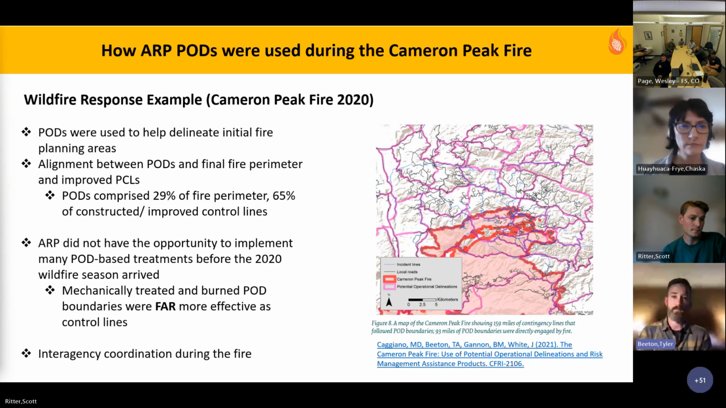They weren't able to get to all of those treatments along that ribbon, but where they did, those treatments that were thinned and burned along pod lines had a very positive effect on moderating fire behavior and really changed the outcome of the Cameron Peak fire. And then finally, the pods were developed interagency across agencies, and it was also used very clearly during the fire across agencies to coordinate activities.